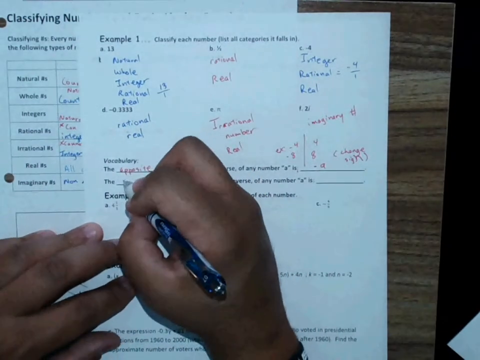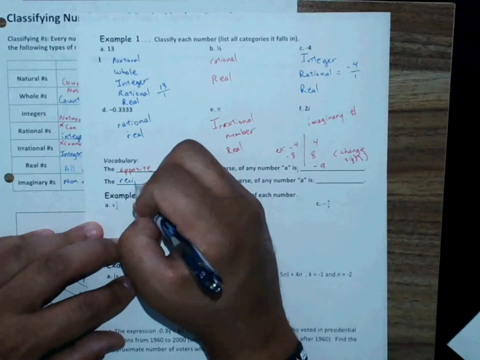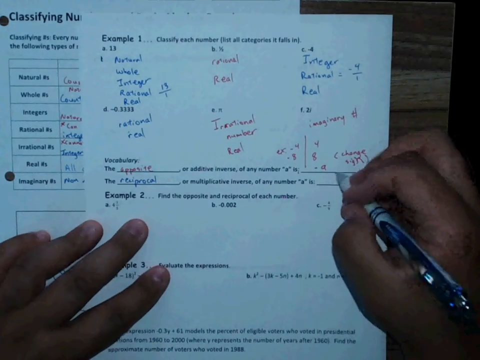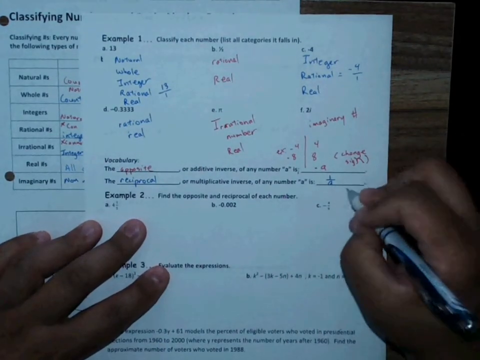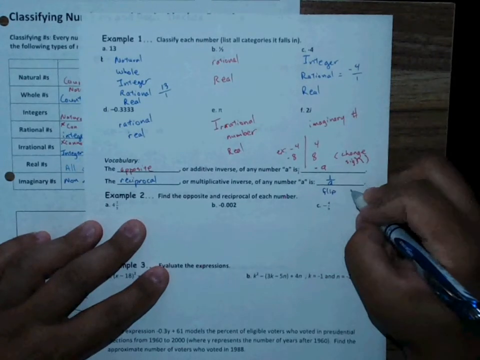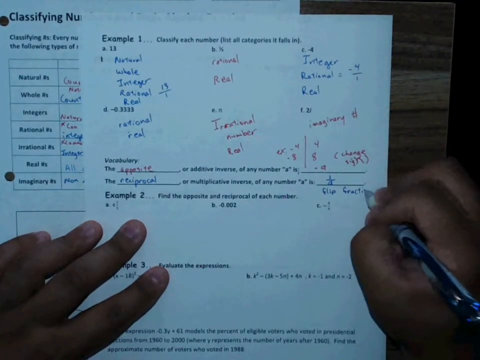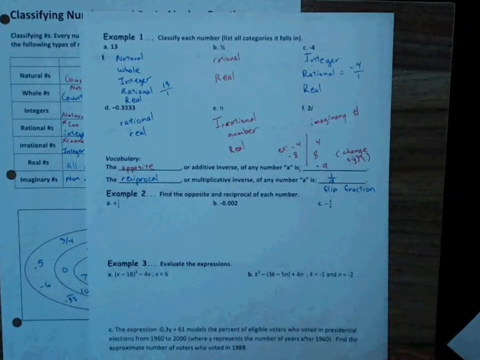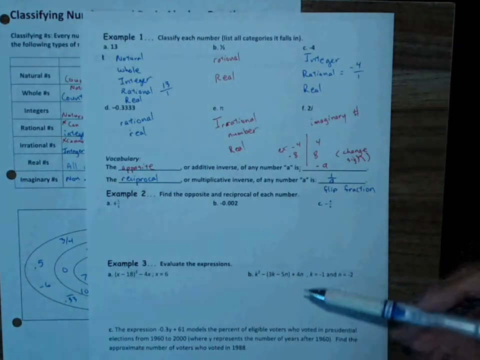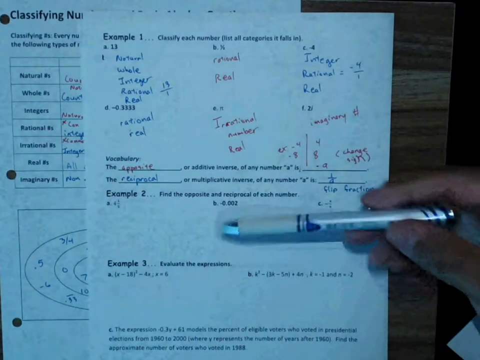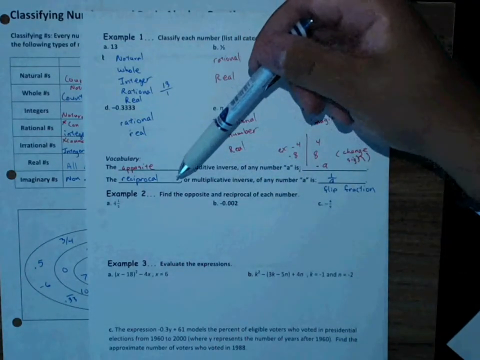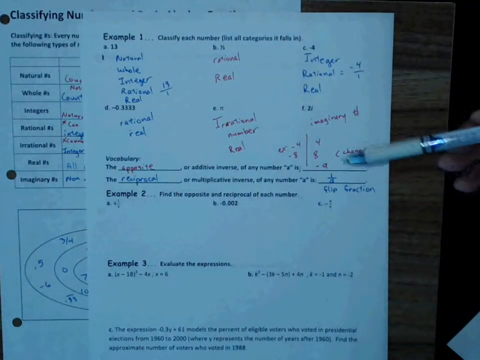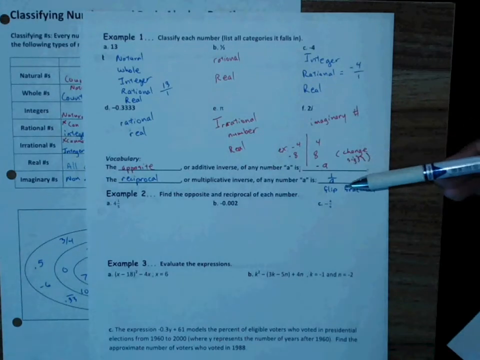Here is the reciprocal or multiplicative inverse of any number a. It's going to be 1/a, which is where you flip your fraction. The numerator becomes the denominator and the denominator becomes the numerator. You just flip your fractions. So you can either have a question or you can be asked to find the opposite or the reciprocal or both. And you know that if they're asking for opposite, all you do is change the sign. If they're asking for reciprocal, you flip the fraction.